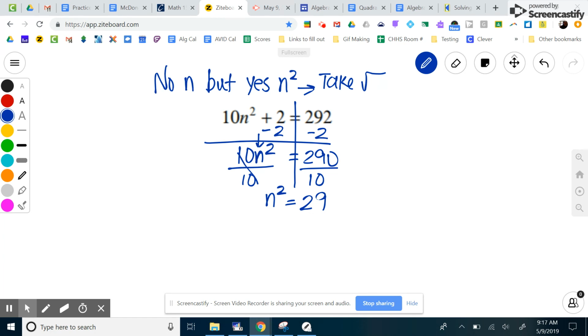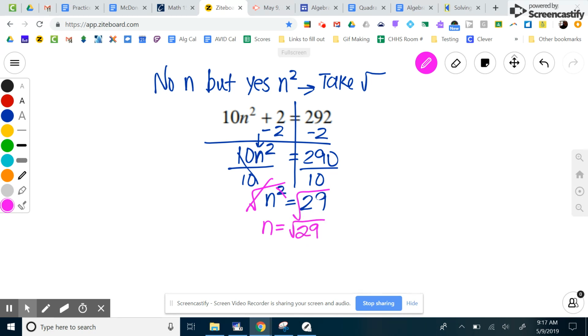In order to get n by itself, I need to take the square root of both sides. So square root and square cancel each other out. That's why I did that. So I got n equals, and then I still have the square root of 29.